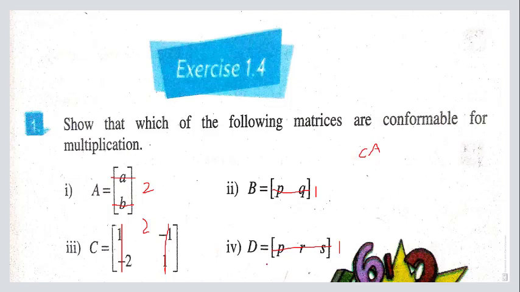Now again I will go to the matrix D. In matrix D how many columns are there? There are actually 1, 2, 3. 3 columns are there, right? So I can only multiply this matrix with a matrix which has 3 rows. In A matrix there are only 2 rows, so I cannot multiply D with A. And in B matrix there is only 1 row, so I cannot multiply D with B. And in matrix C there are 2 rows, so again I cannot multiply matrix D with C.